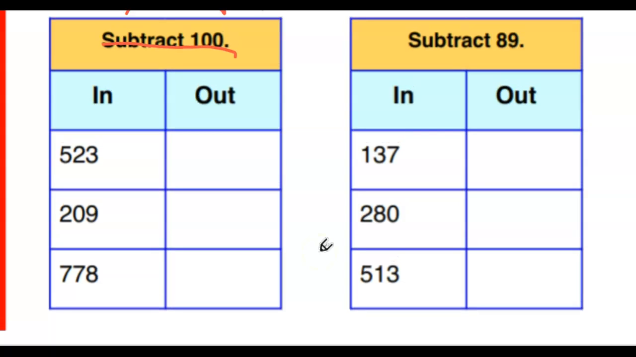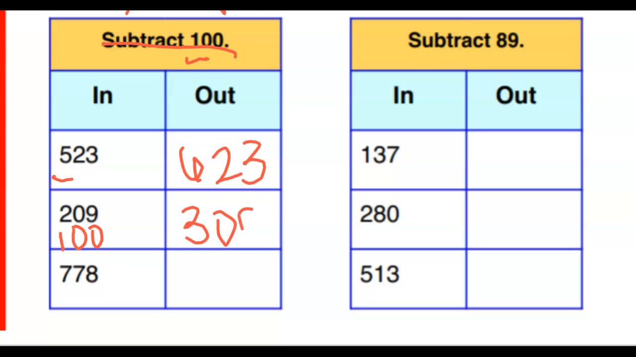So for each one of these, we are just adding 100. So that means I'm adding 1 to the hundreds place. So 1 plus 5 is 6. 23 plus 100, 309 plus 100, 778. Check your work. Give yourself a check if you had them correct. Fix it if you did not.